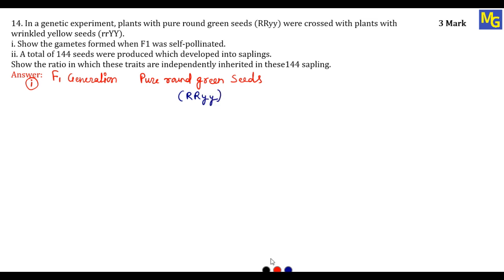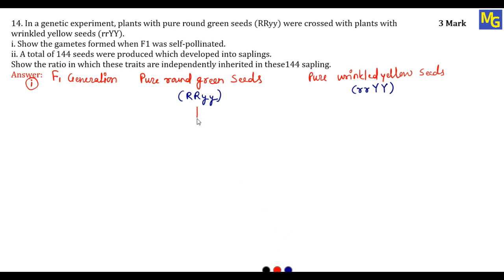You have to write this very carefully. Then the second plant is pure wrinkled, with yellow seeds. You should not go wrong while writing this. If you go wrong here, then everything will go wrong, because the F2 generation is connected to the F1 generation. If the F1 generation goes wrong, F2 will be wrong.